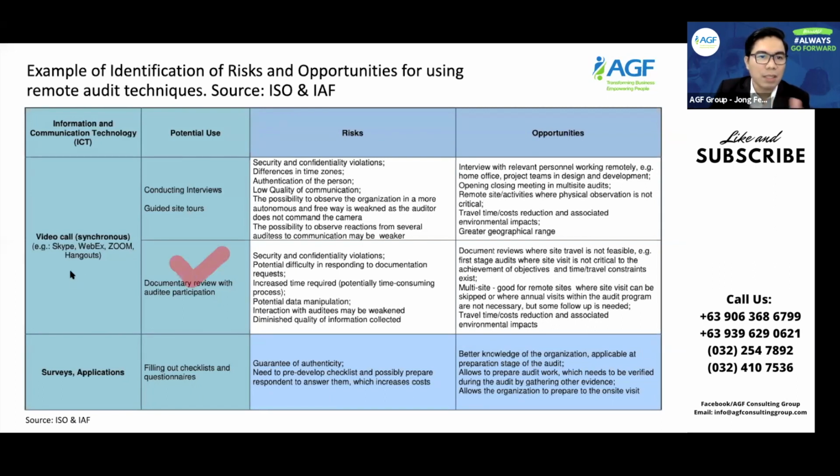Now, talking about documentation. So you can definitely use the technology in document review. So again, let me emphasize here, potential data manipulation is one of the many risks. All right. Of course, we've mentioned this already. Security and confidentiality violations as well, or the potential difficulty in responding to documentation requests. Now, let me just share this with you. This is just us. In our audits, we normally give the auditee 3 minutes to retrieve whatever document or records and then give it to us.